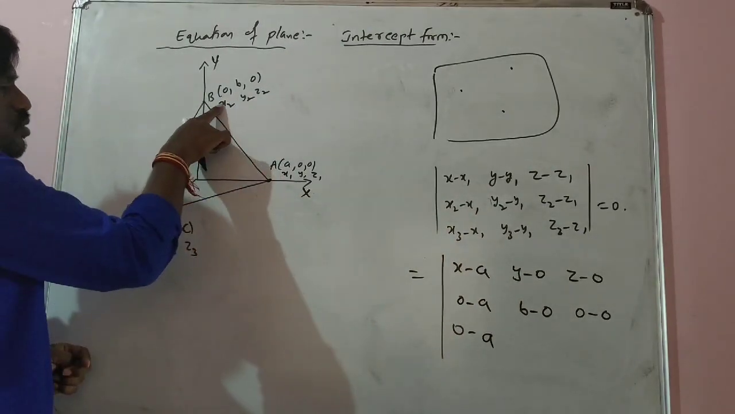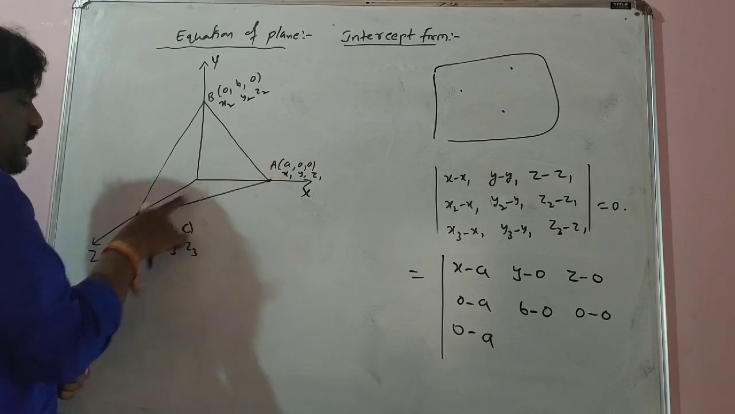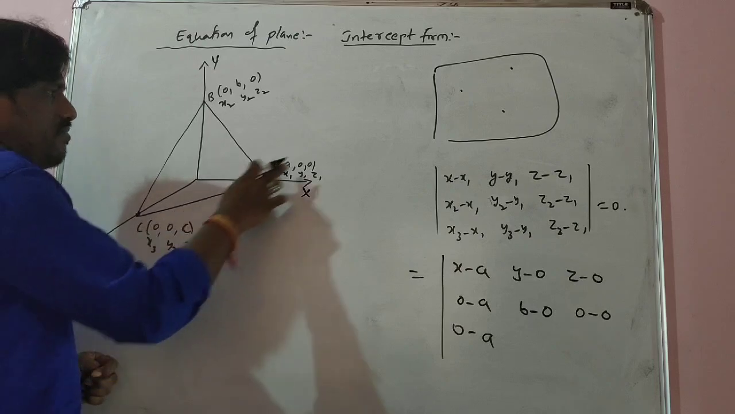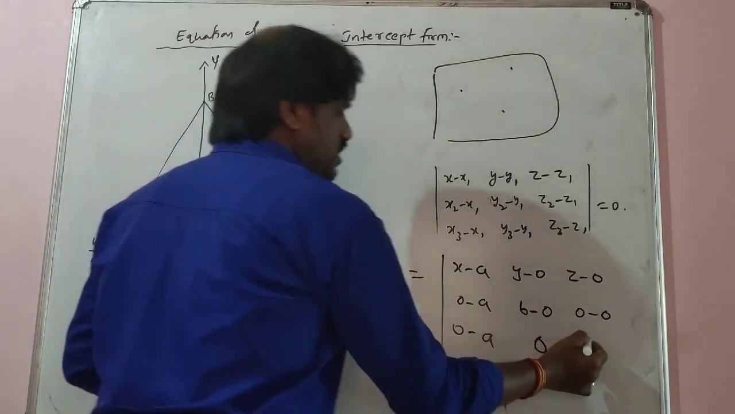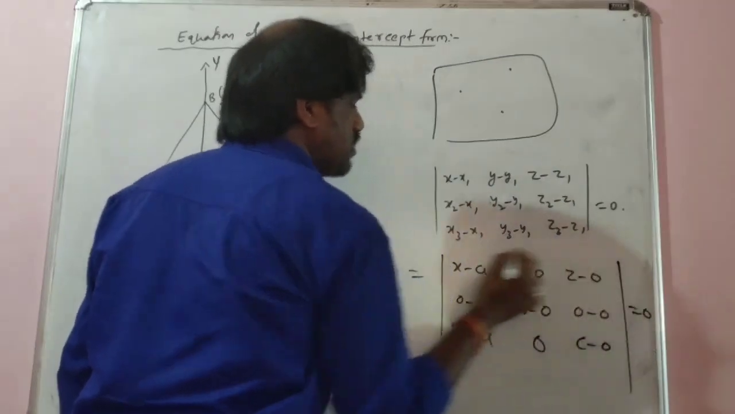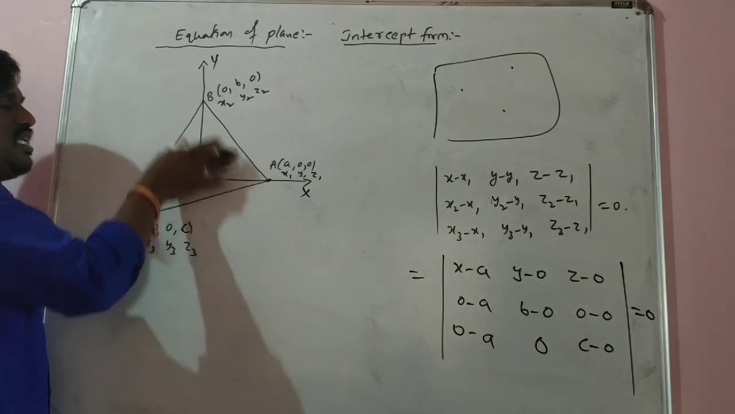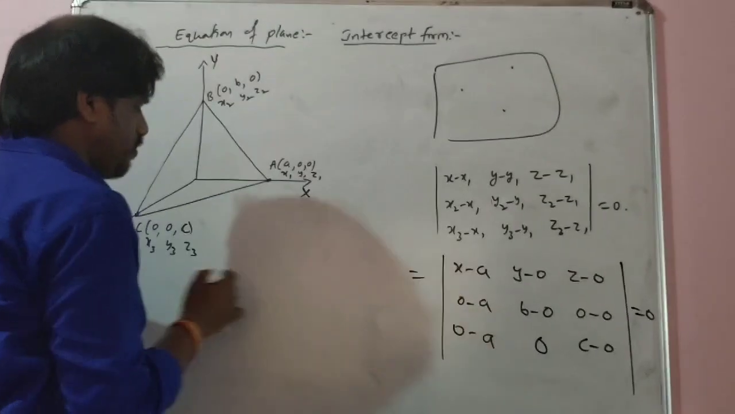Then the second row is x2 minus x1, and the third row is x3 minus x1, y3 minus y1, that is 0, and z3 minus z1, that is c minus 0. So this is what I get, equal to 0. This is the equation of the plane in space when you have 3 points. We are taking the points intersecting the axes, and now you find the determinant of this.